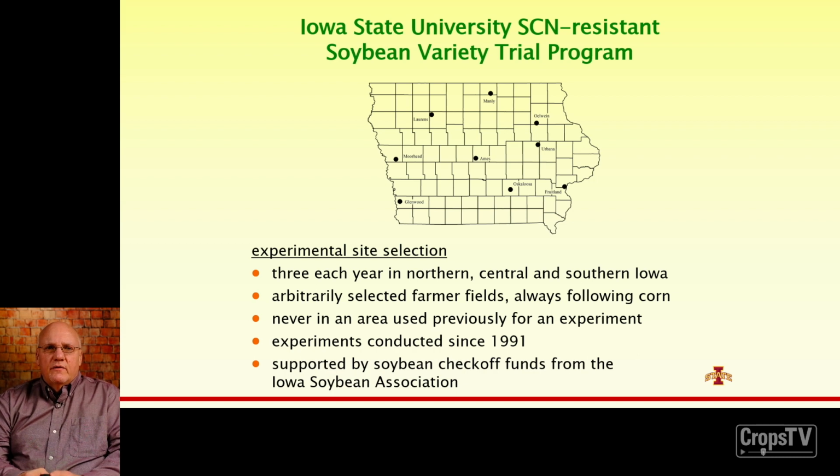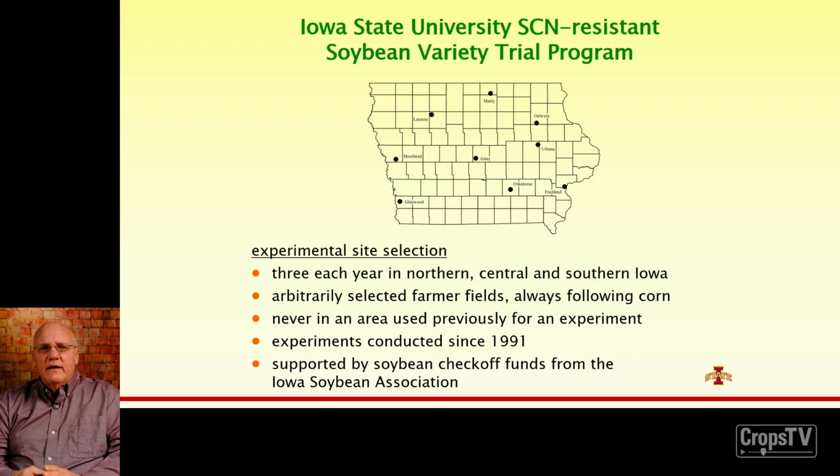So because all those 88788 varieties don't control the nematode equally well, we conduct a variety trial program. We've done this since the 90s. It's funded through checkoff dollars from the Iowa Soybean Association, and each year we do 3 experiments across northern Iowa, 3 across central Iowa, 3 across southern Iowa. They're not always at the exact same locations, but they fall into the same 9 crop reporting districts.